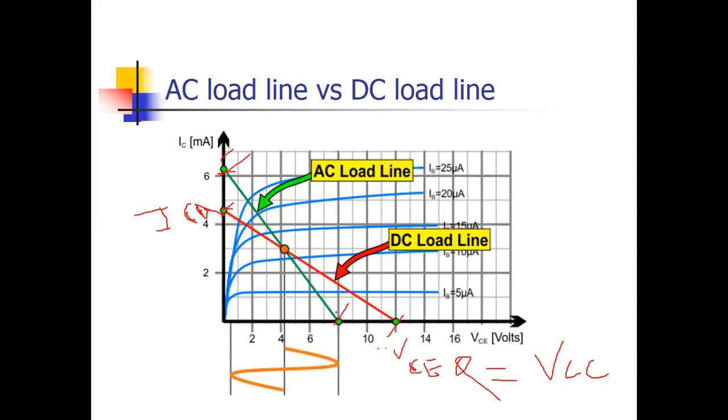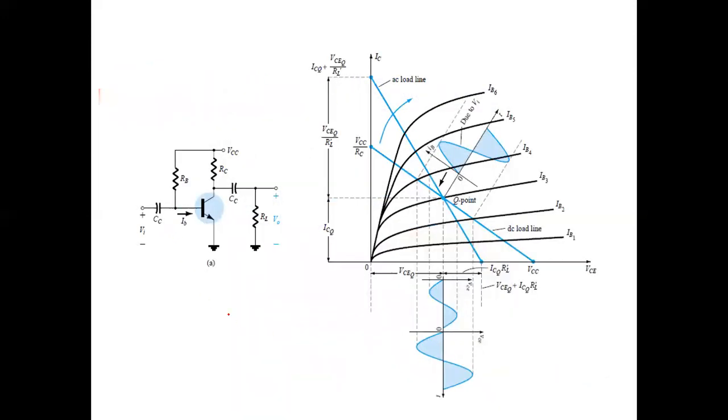But just pause the video for a second and think about the Q point. Yes, the Q point will not shift. The Q point will be fixed. Whether it's the AC load line or the DC load line, the Q point is at one point. So whatever circuit you want to calculate the Q point for, just calculate it with the DC analysis. I have taken this figure from your reference book.